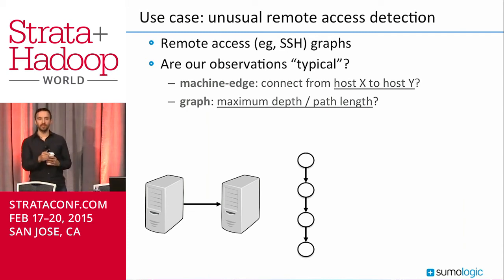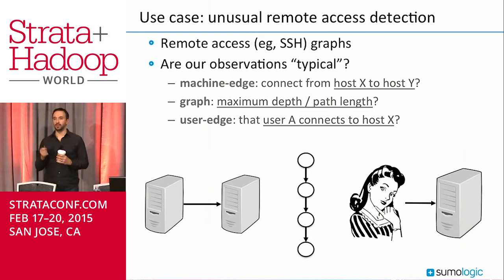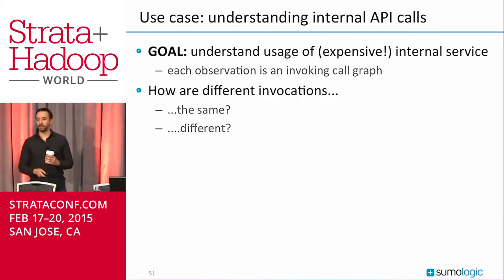And that's something you can quantitatively capture in this remote access graph by saying, what is the maximum path length of one of these remote connections? What's the maximum diameter of one of these subgraphs? Or again, user edge. Maybe this user does not ever log into that machine, and this is something that's really unusual. Again, this is pretty straightforward to quantify. You can count it, and then you can treat it statistically with any number of machine learning or statistical modeling approaches.